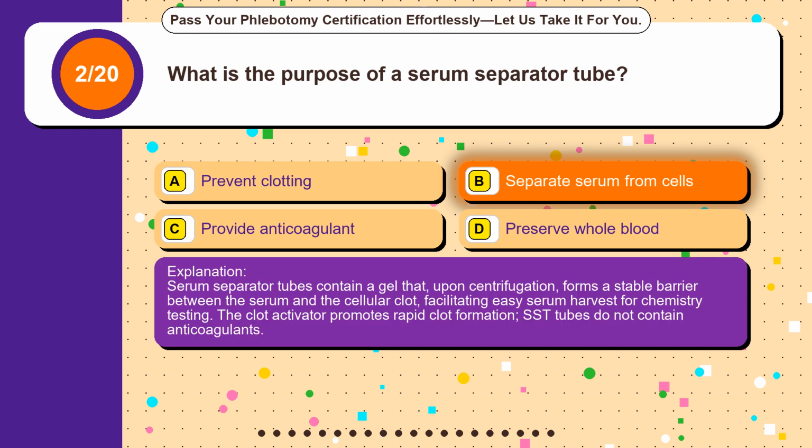Serum separator tubes contain a gel that, upon centrifugation, forms a stable barrier between the serum and the cellular clot, facilitating easy serum harvest for chemistry testing. The clot activator promotes rapid clot formation. SST tubes do not contain anticoagulants.